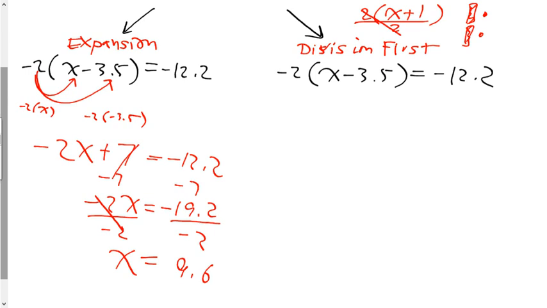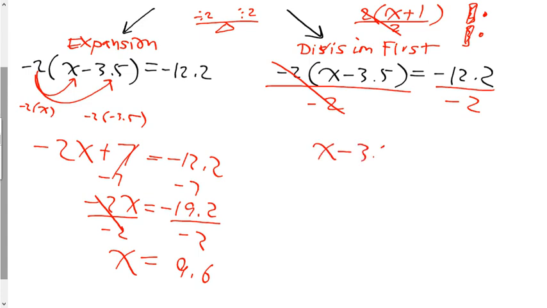Well, that same idea works here, except we're having negative groups. I have -2 groups of x minus 3.5. If I divide this side by -2, and I divide this side by -2, I should maintain equality. But instead of having -2 groups, I have one group of x minus 3.5 is equal to a positive 6.1.